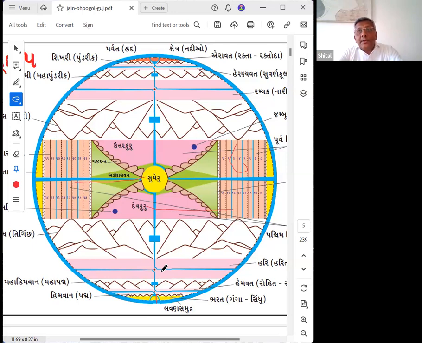What you know as the 7 continents, the 5 oceans, that's also a very small area within this yellow coloring. We don't even know the whole of that. We don't know the whole of Bharatkshetra, let alone anything about Jambudweep. So that's how big Jambudweep is.